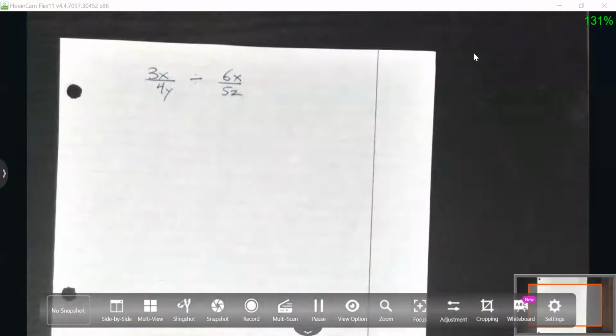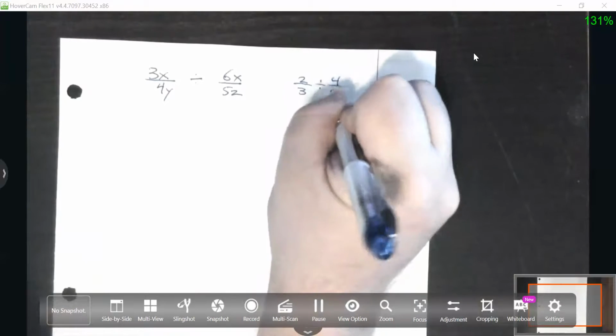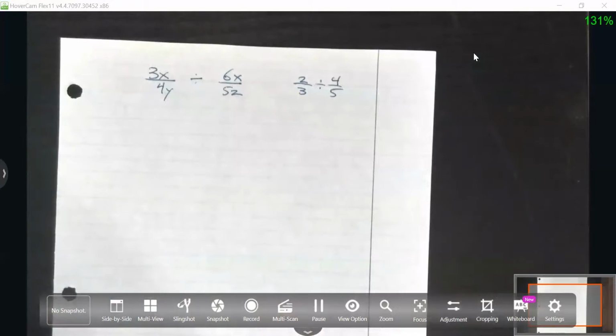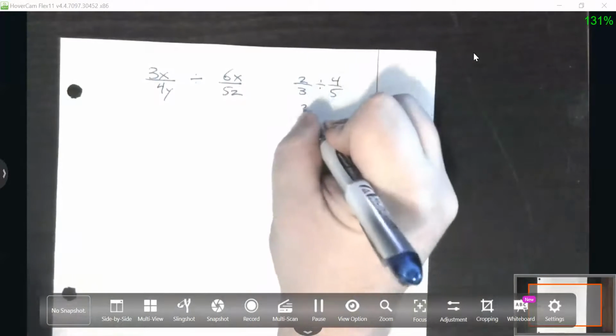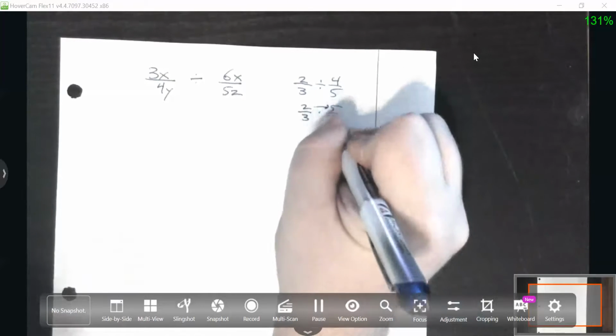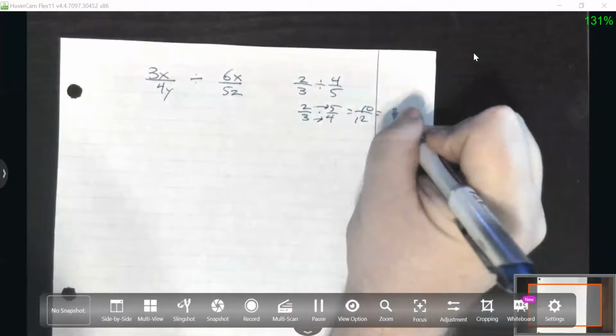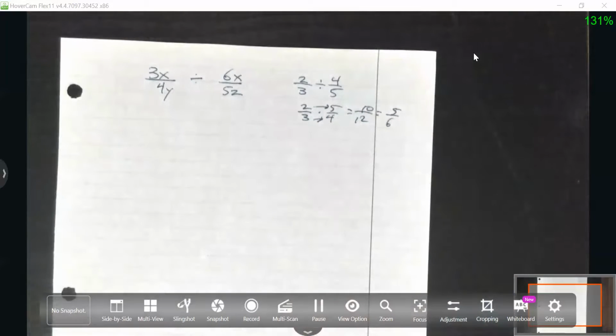Now, when we divided fractions way back in elementary school, we said something like this: in order to divide fractions, you had to flip the second one upside down. So that became 2/3 times 5/4. And then we could just multiply straight across like we normally do. We could reduce it and we'd get 5/6. So this is still kind of what we're going to do here now.